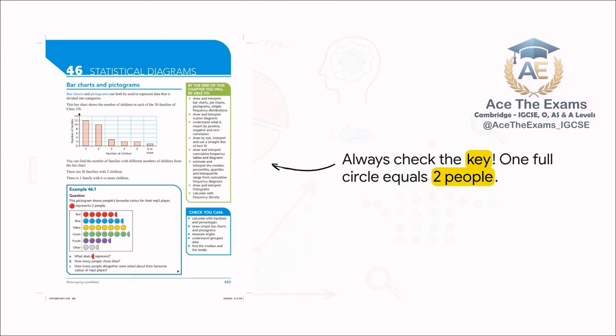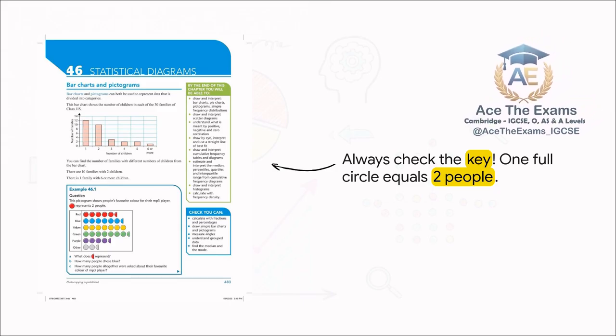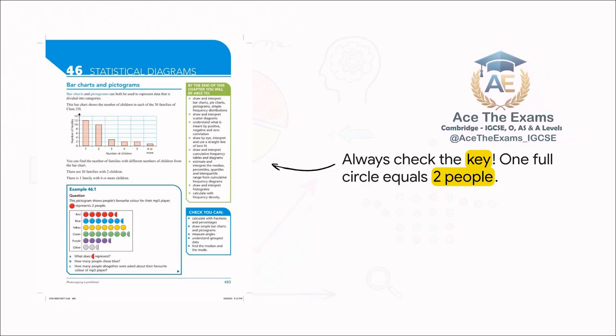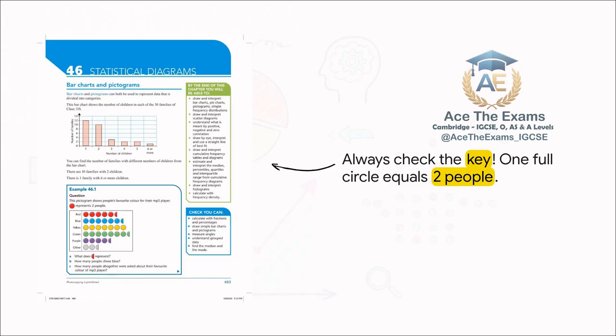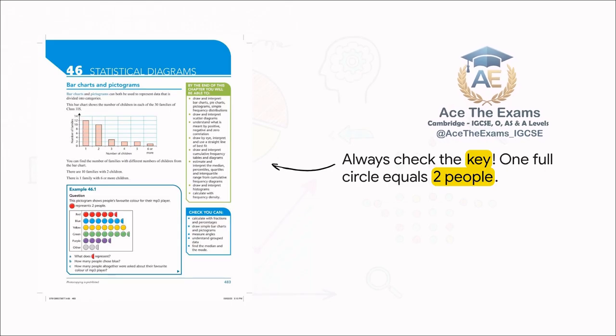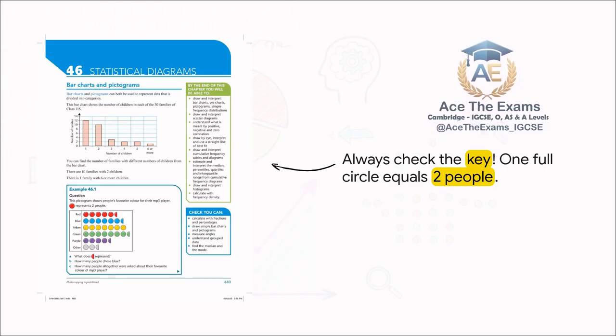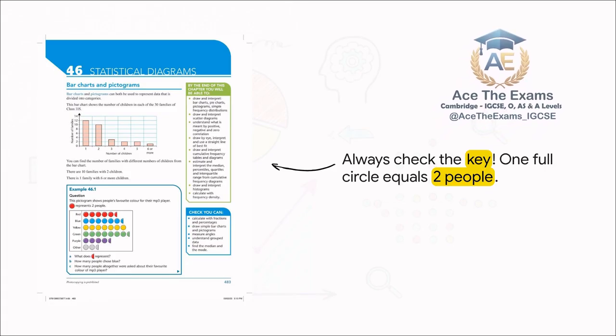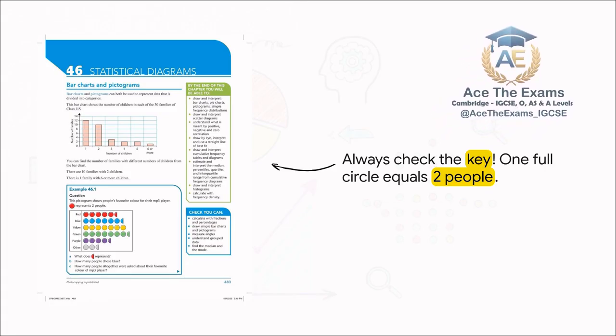So if we look at the row for blue, we don't just count the symbols and say, oh, 6.5 people. No way. We count 6 full circles, that's 12 people, and then we see half a symbol. Since a full circle is 2 people, half a circle represents 1 person. Add that up, and we know exactly 13 people chose blue. It's a beautifully simple way to visualize volume at a glance.